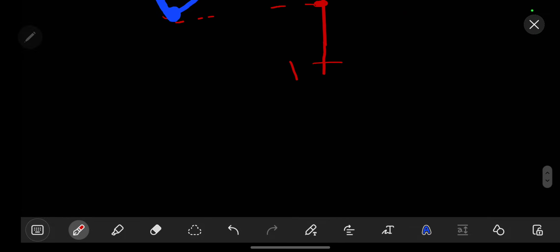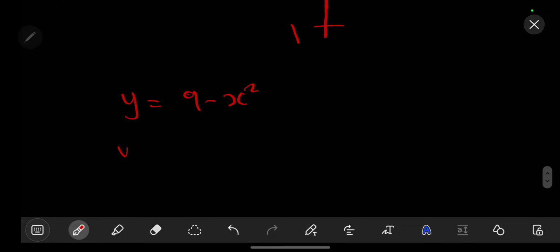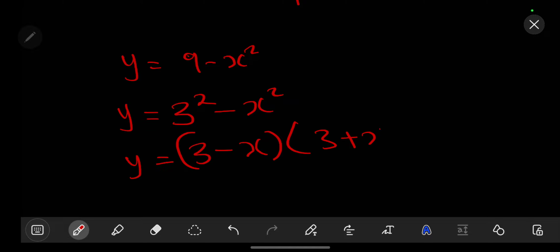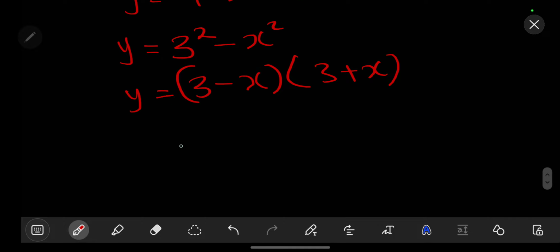Let's look at our next problem. y is equal to 9 minus x squared. So this is a difference of two squares. So we have y equal to 3 squared minus x squared. So our y is equal to 3 minus x and also 3 plus x, like that. Then find the x-intercept.